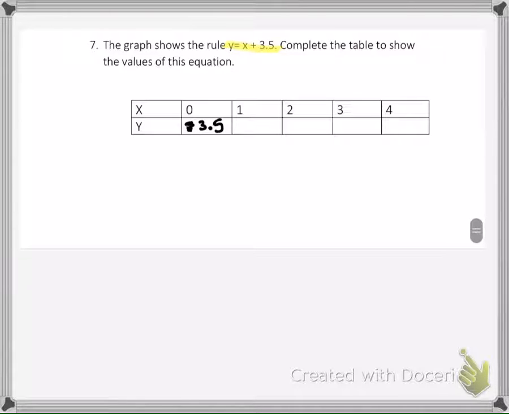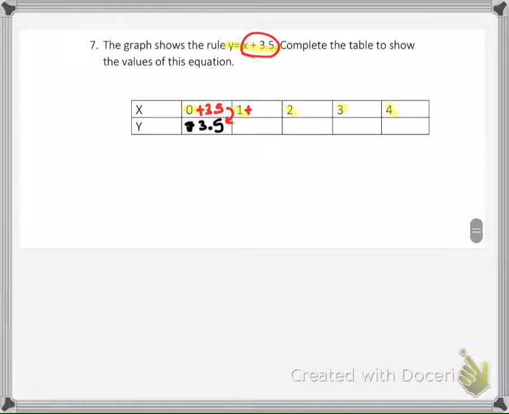So if you have that, that means that whatever your x value is, you're just going to add 3.5, and they give you all of the x values. They give you the x value of 0, the x value of 1, the x value is 2, the x value is 3, and now the x value is 4. So each and every one of those numbers, all you have to do is just add 3.5, and that will give you the y value. Notice that if you add 0 plus 3.5, you get 3.5.